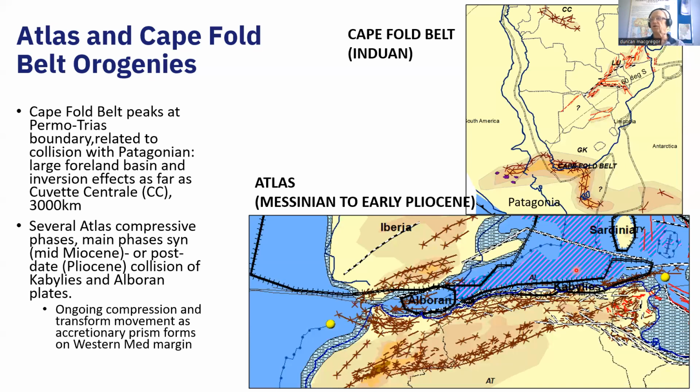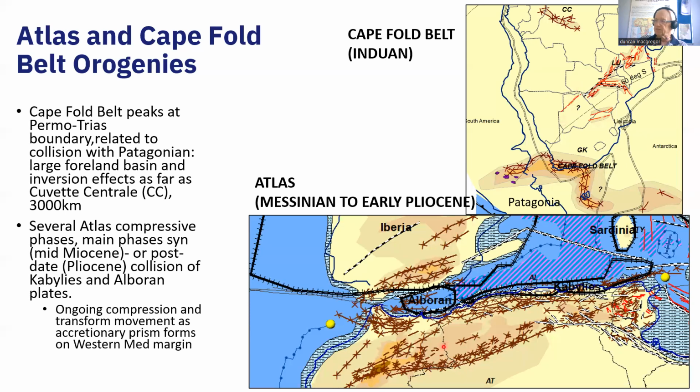Orogenies, there's two. One very old, the Cape Fold Belt, which is related to a peak activity in the Permo-Triassic boundary, formation of a large foreland basin behind it at that time, effects regionally ranging right up to the Cuvette Centrale, which is inversions at that time, probably transmitted through this complex here of rifts.